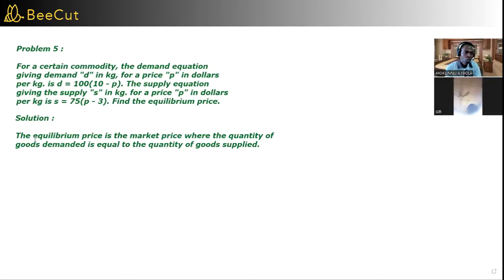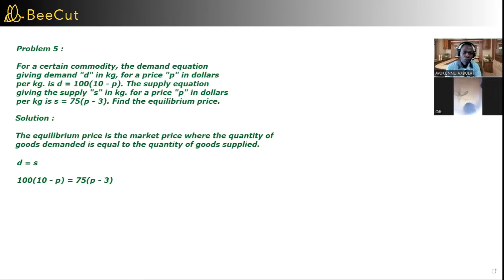So the equilibrium price is the market price where the quantity of goods demanded by the consumers, people who want to buy that thing, is equal to the quantity of goods supplied by the producer or the supplier. So you can say that's an equilibrium price. So when D equals S, you can say equilibrium price. We try to equate the two equations, say they are equal. When D equals S, we have the first equation equal to the second equation, then we're looking for P in our equation.